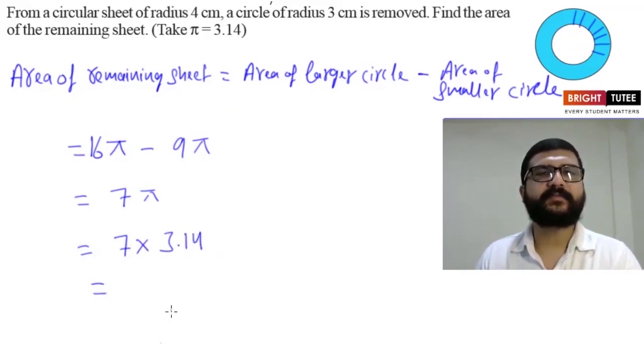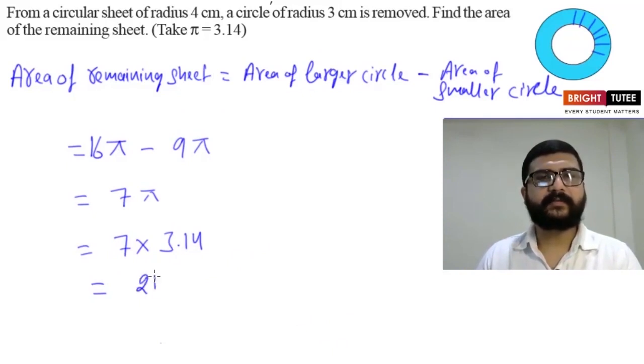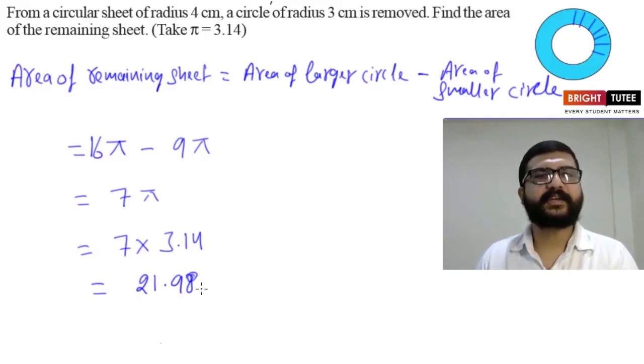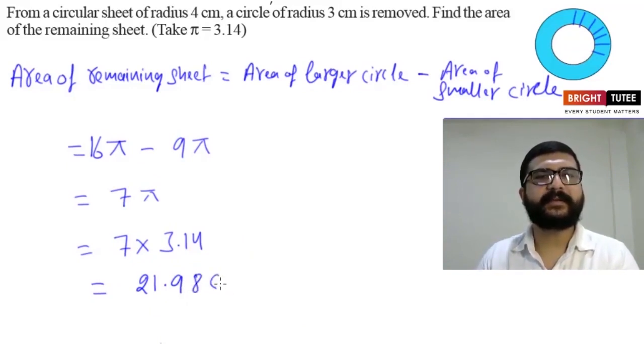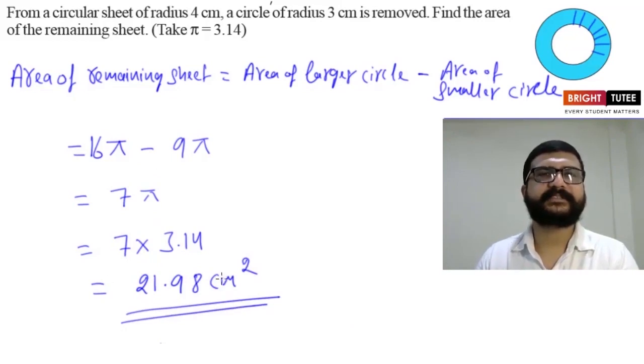Now what is 7 into 3.14? Can we simplify this? Yes, we can do it. Now let's just multiply them. So by multiplying we will get 21.98. So this is the area of the remaining sheet. So area of the remaining sheet is 21.98 square centimeters. This is the required area.